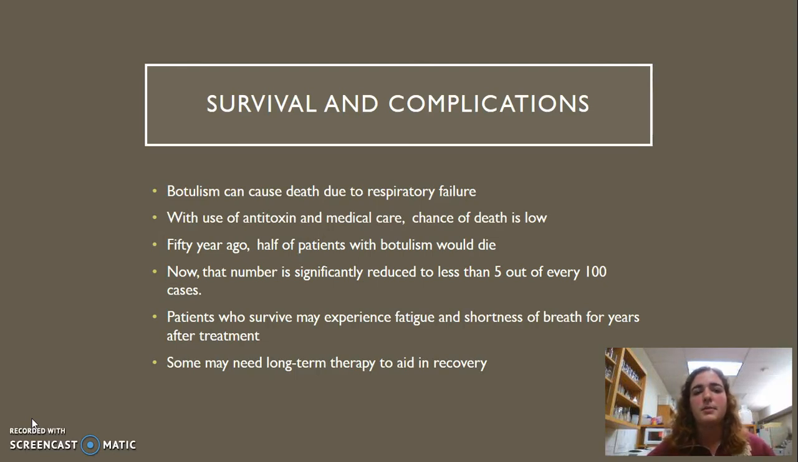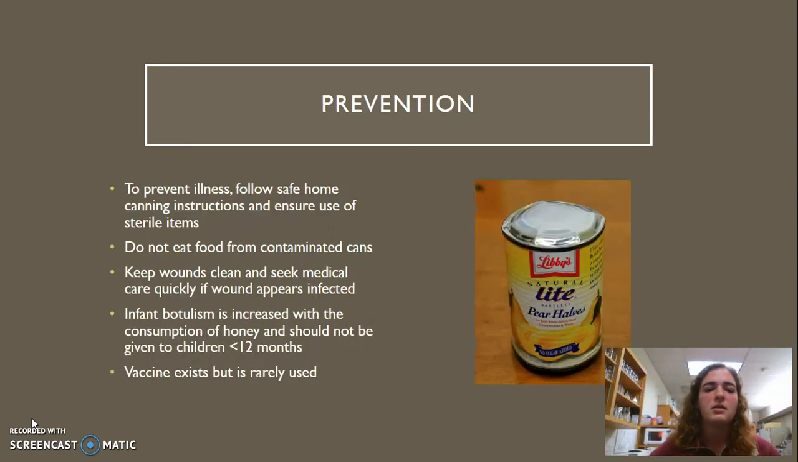However, there are long-term effects and complications that are associated with botulism. Patients who survive can have fatigue and shortness of breath for a number of years after treatment with the antitoxin. And this is just due to that very slow improvement of nerve function and paralysis after the treatment. Also, if respiratory muscles have been affected, long-term therapy might be needed to aid recovery. That's like ventilators and such to improve respiratory function.